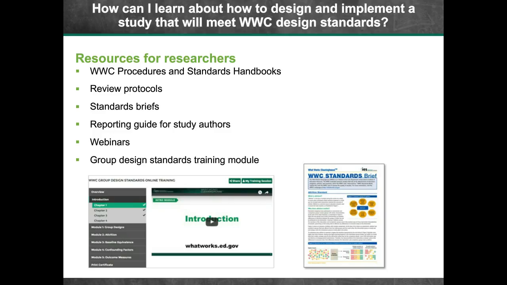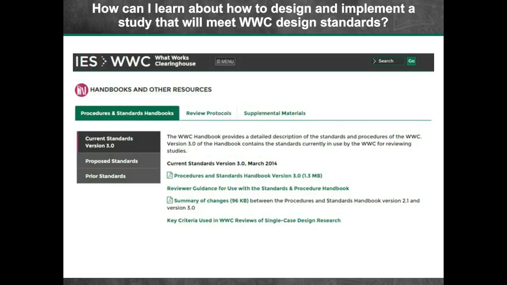When designing a study, you will want to understand the process and standards that the WWC uses to assess the rigor of the evidence for effects of interventions on educationally relevant outcomes. The WWC developed a set of standards based on methodological research about what types of study designs generate causally valid estimates of the effectiveness of an intervention. These include randomized control trials and quasi-experimental or matched comparison group designs, regression discontinuity designs, and single-case designs. You can learn about how the WWC reviews each of these designs in the Procedures and Standards Handbook. You can access this handbook through the Handbooks and Other Resources menu.